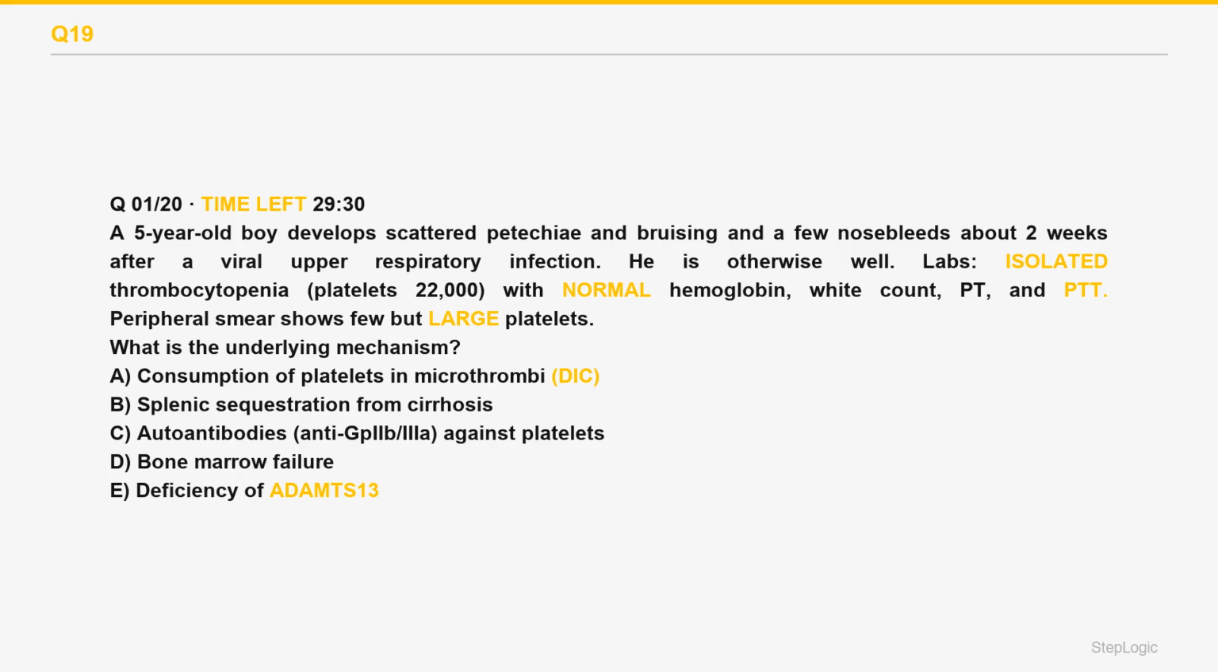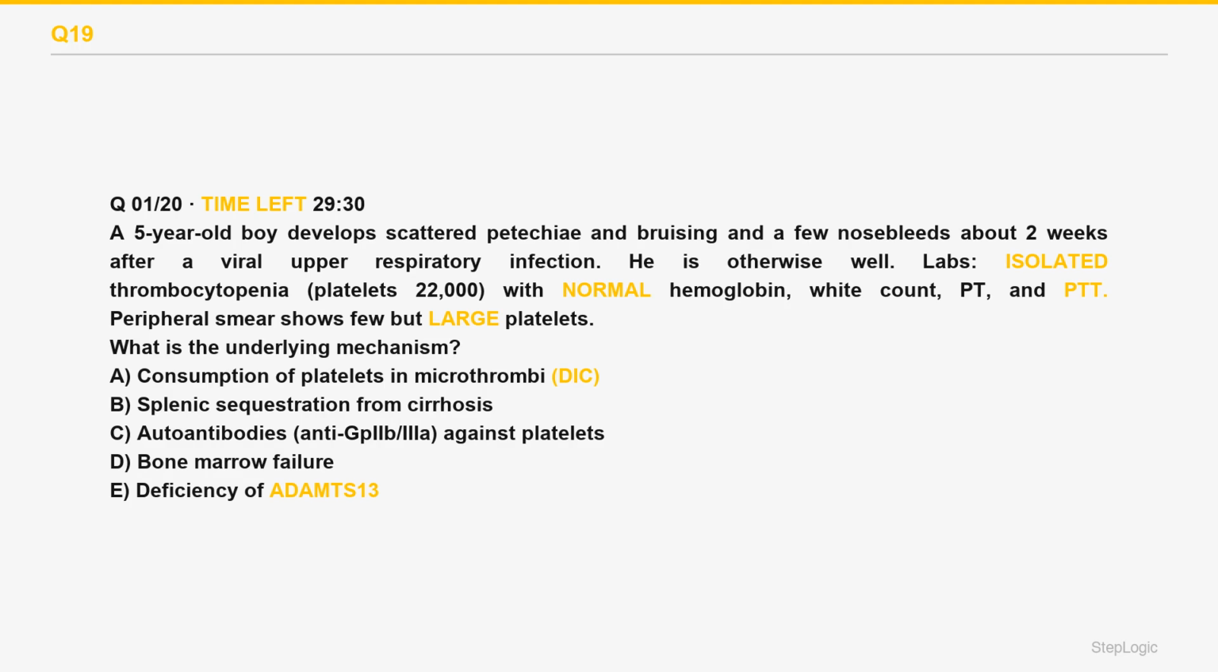What is the underlying mechanism? A 5-year-old boy develops scattered petechiae and bruising and a few nosebleeds about 2 weeks after a viral upper respiratory infection. He is otherwise well. Labs: isolated thrombocytopenia. Platelets 22,000 with normal hemoglobin, white count, PT, and PTT. Peripheral smear shows few but large platelets.